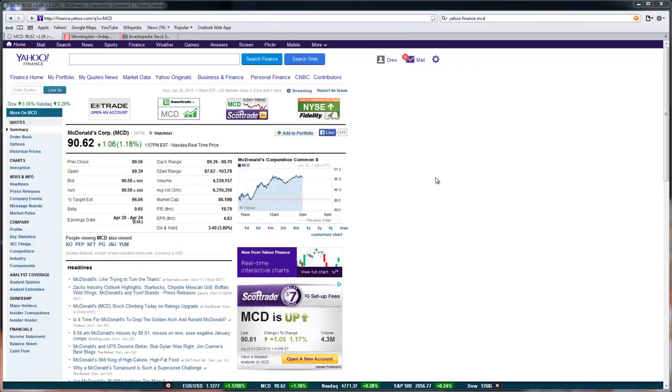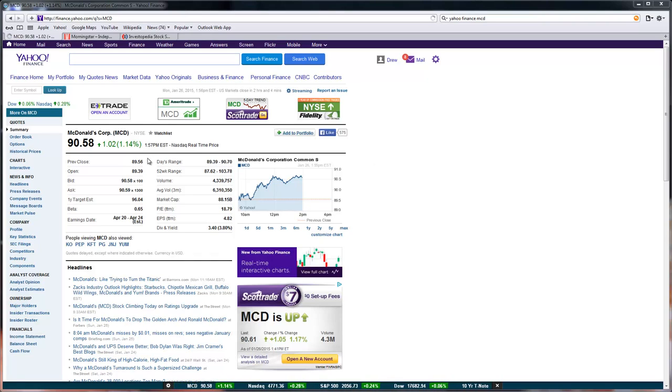Now, some third-party websites, if you want to research stocks, one is Morningstar.com and one is Yahoo Finance. There are many sites that do this, but I like Yahoo Finance. I think it has a very comprehensive view of any stock.